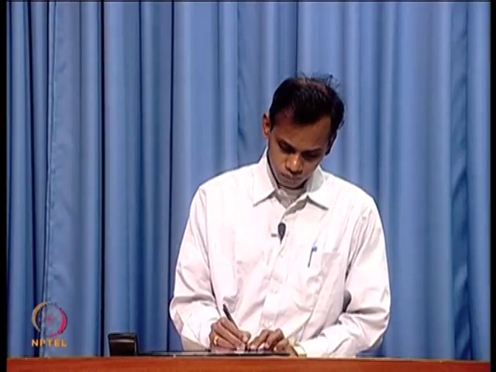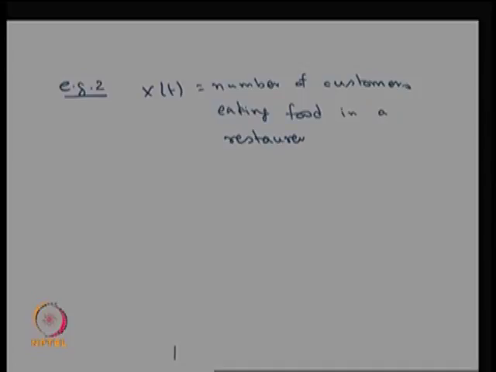Example 2. Let me make X(t) the number of customers eating food in a restaurant at any time t.